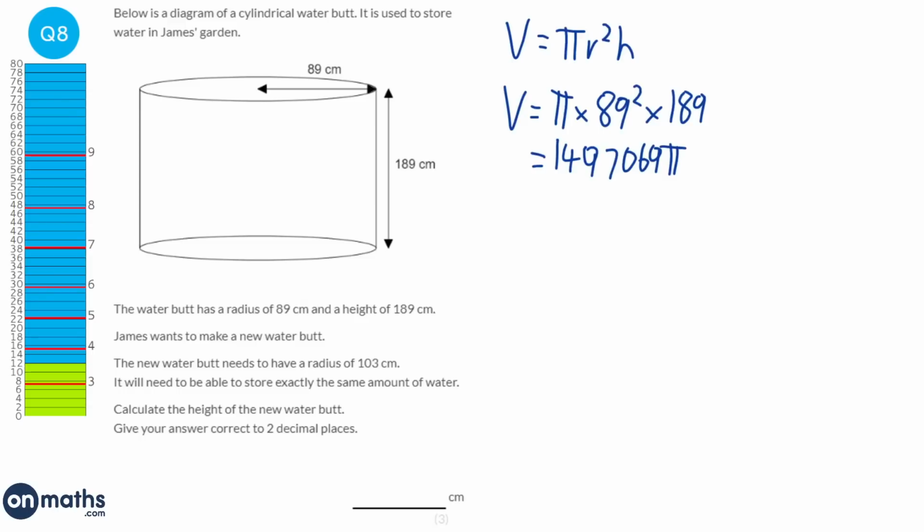Now, what we want is we want the volume to stay the same, so we're going to keep that as the volume, 149069 pi. But we want the radius to change, so instead of the radius being 89, we want the radius to be 103. So times 103 squared, and we're trying to work out what the height is.